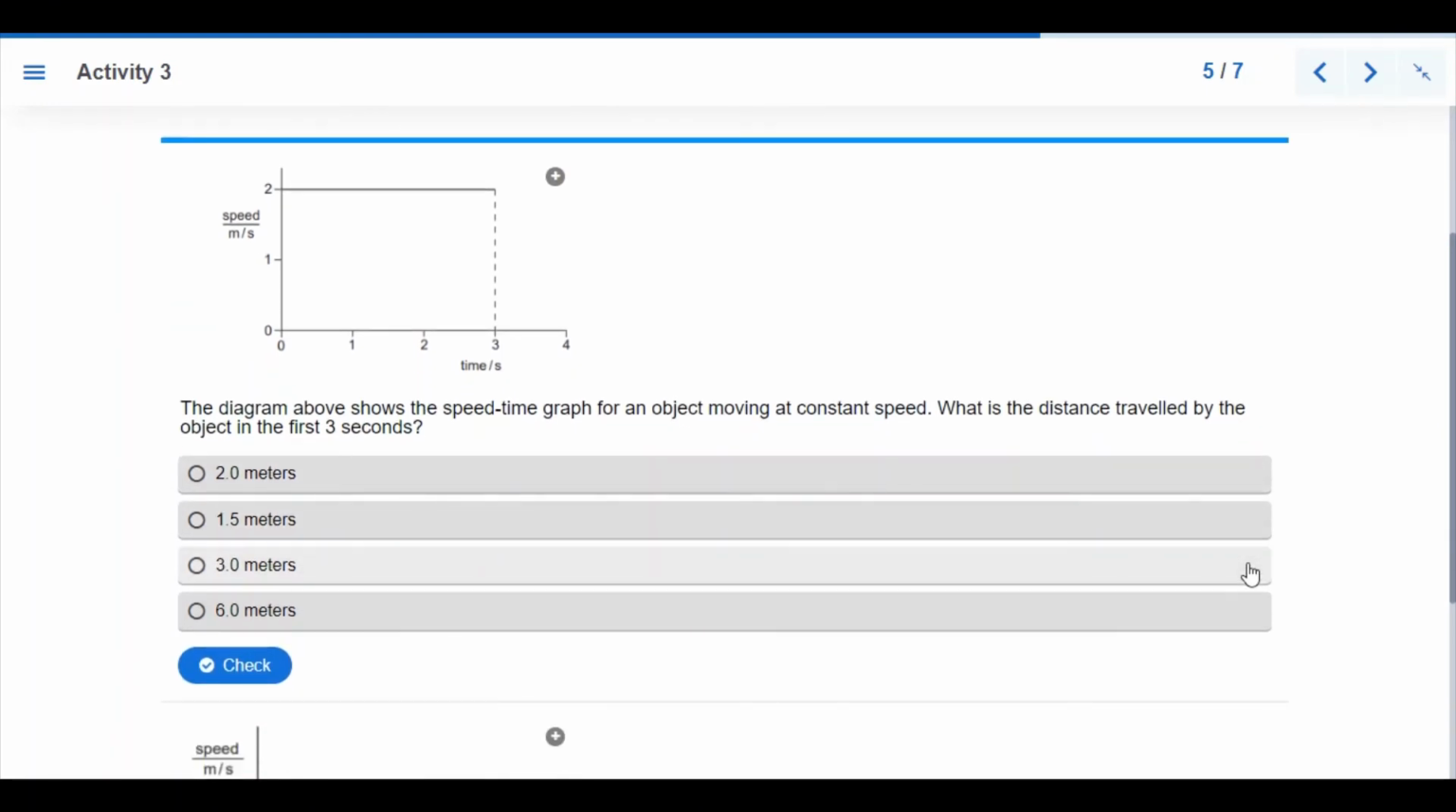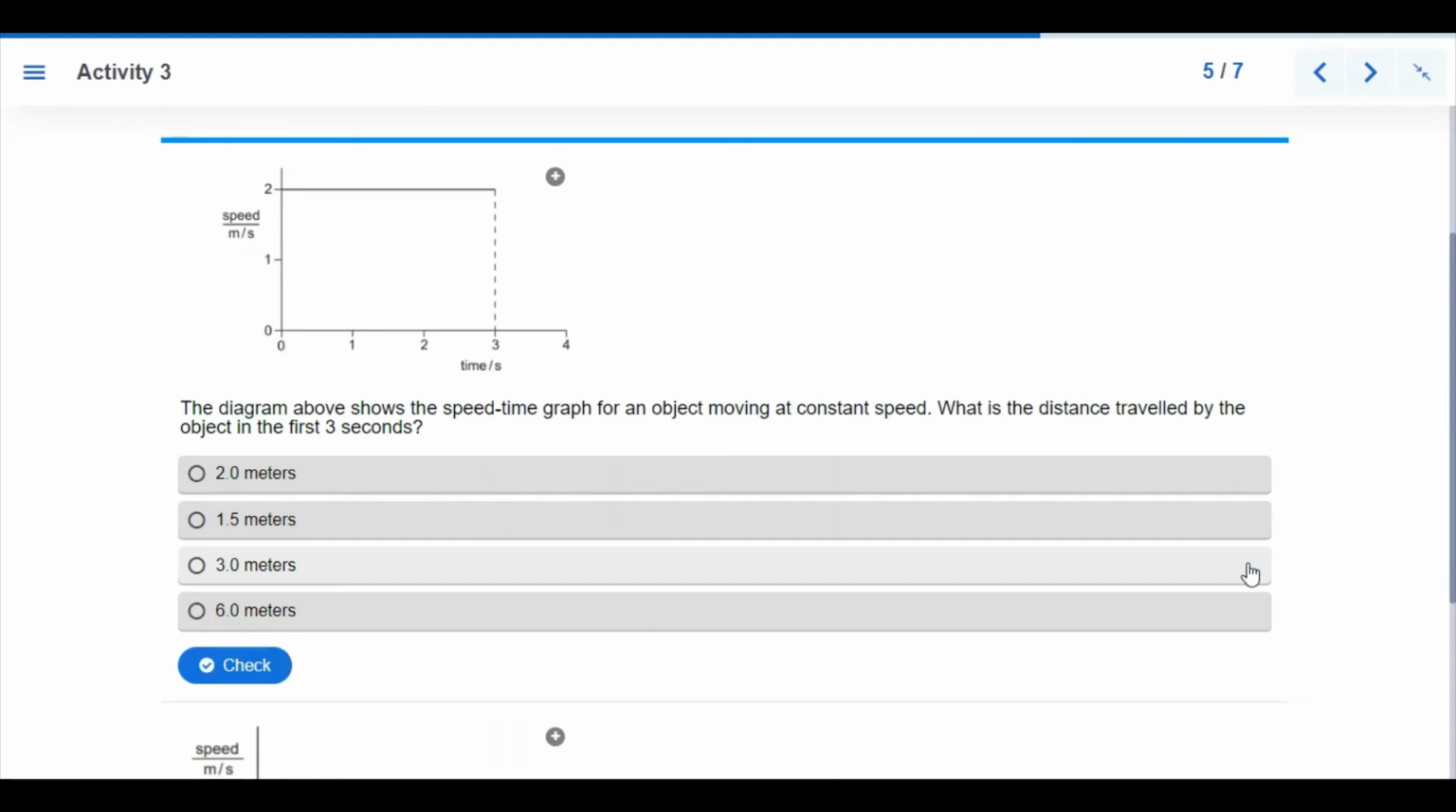Now, looking at this figure, where we have speed, measured in meters per second, on the vertical, and time, measured in seconds, on the horizontal. The diagram above shows the speed-time graph for an object moving at constant speed. That is, the speed is not changing. What is the distance traveled by the object in the first 3 seconds? We can see that the origin is from 0, moving to 3 seconds at 2 meters per second.